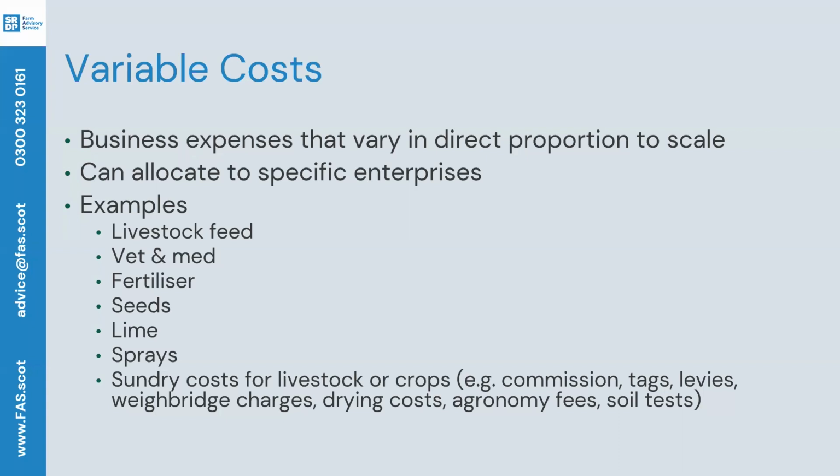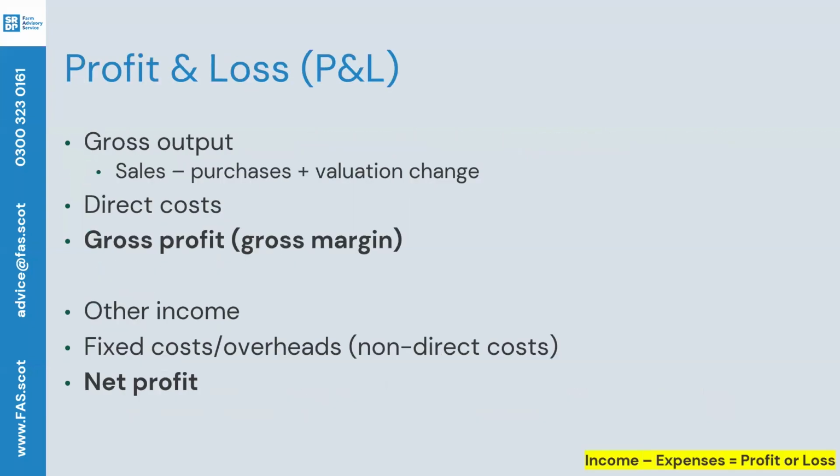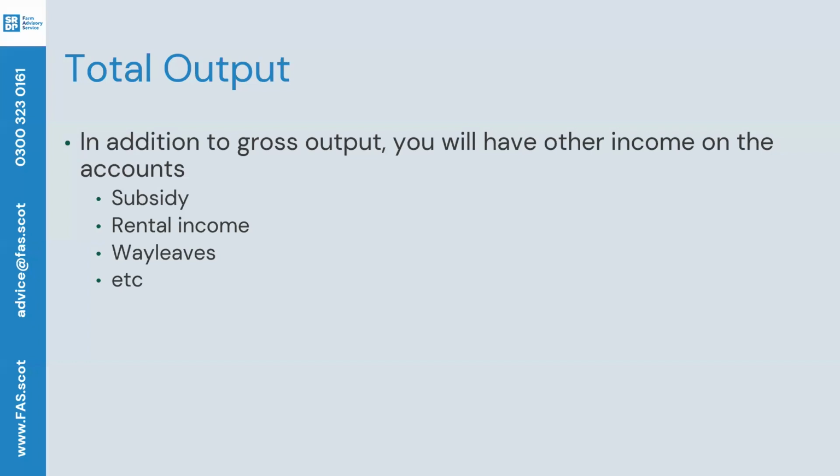So if we take the two of those together, what does that get us to? We've got our gross output, we've got our direct costs, and that will give you the gross margin or the gross profit or loss that you're making from your enterprise. We have a few other things to consider in your profit and loss statement, though. We have other income, and we also have your fixed costs as well. So in addition to your gross output, you're going to have other income likely in your accounts.